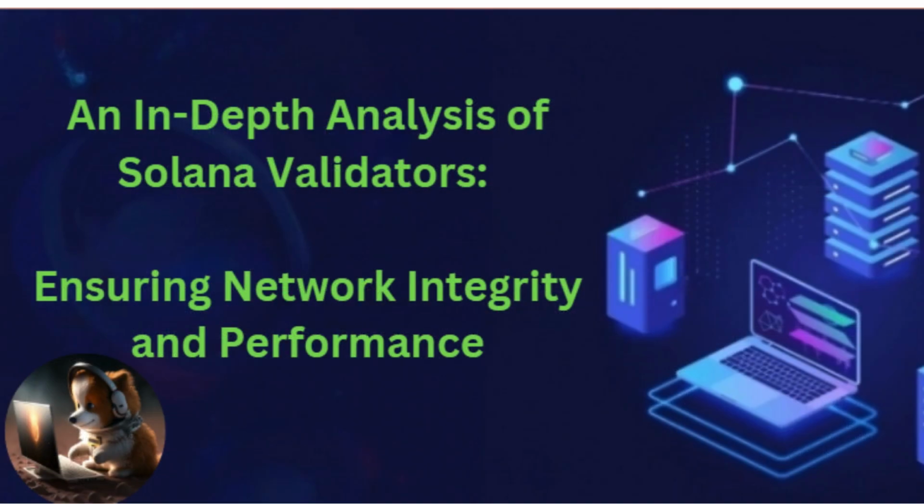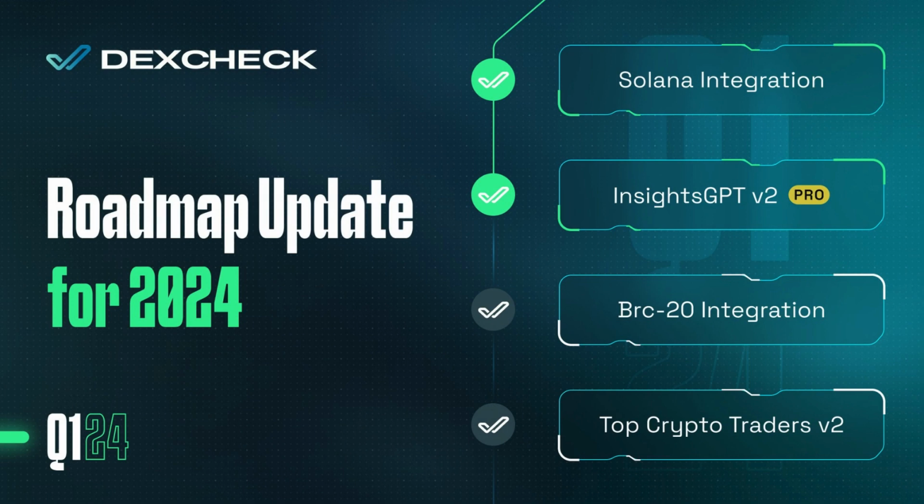6. Challenges. Network stability. While Solana is known for its high throughput, it faced challenges related to network stability in the past, with intermittent outages and disruptions. 7. Upgrades and roadmap. Continuous development. The Solana team is actively working on continuous improvements and upgrades to address challenges, enhance security, and further optimize performance.